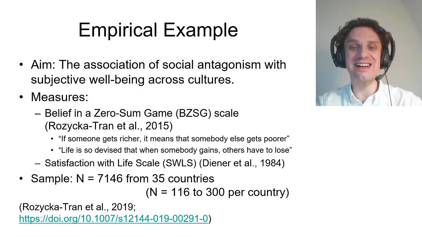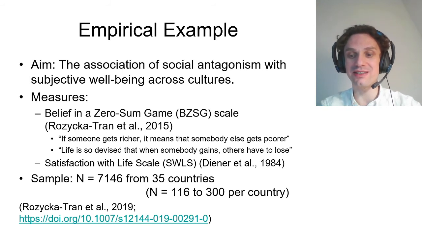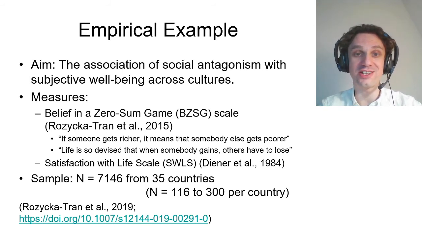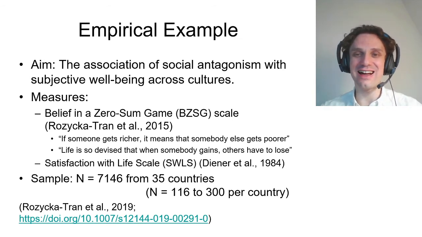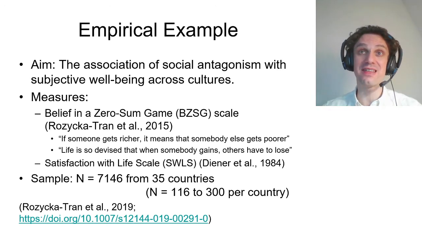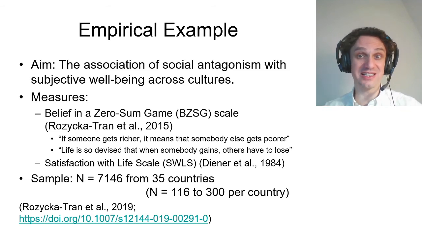So this result comes from a study that we were conducting with Joanna Rožička-Tran, our Polish colleague. And the goal of this study was to investigate the association of social antagonism with subjective well-being in different countries. And social antagonism, what is it? It's basically a belief that everyone is against one another. And one of the beliefs that exemplify this social antagonism is called the belief in a zero-sum game.